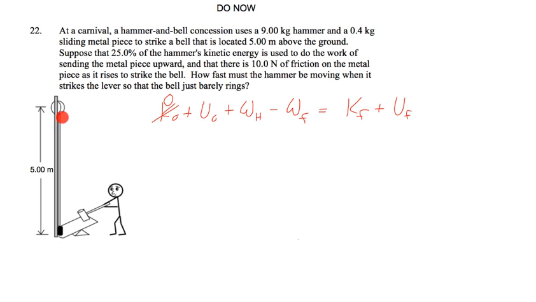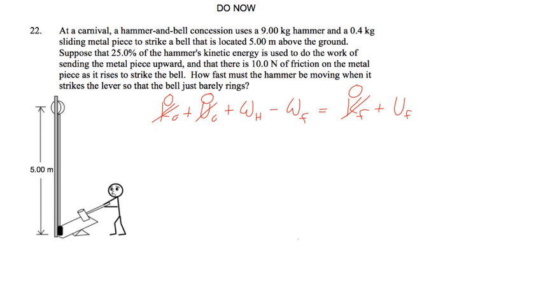If we want it to hit hard, then we would want it to actually strike with some kind of a velocity, but we want it to get up there and barely hit it, so we want it to have run out of kinetic energy completely. So that's going to be 0 also. What else is 0? UO is 0 because the metal piece is starting at its low point. So there's my equation. That's what's left.